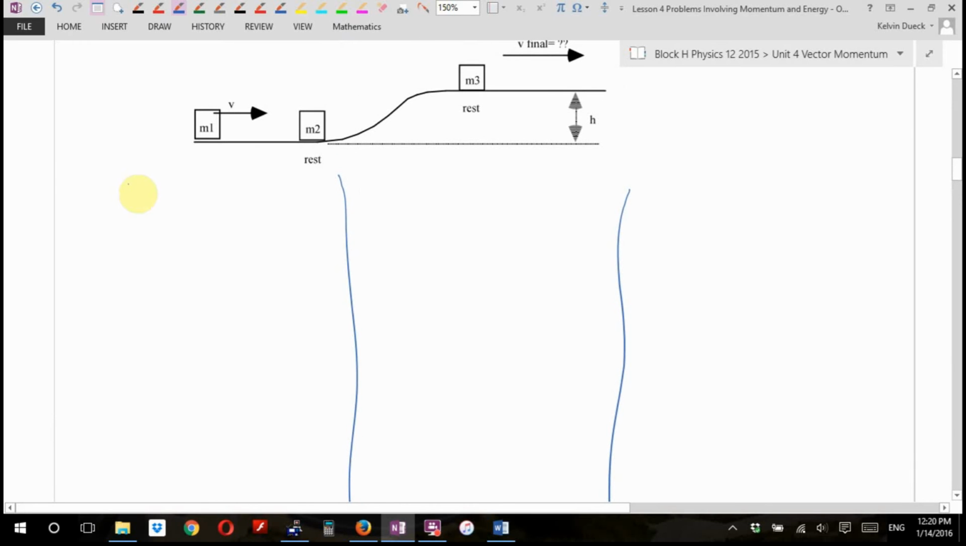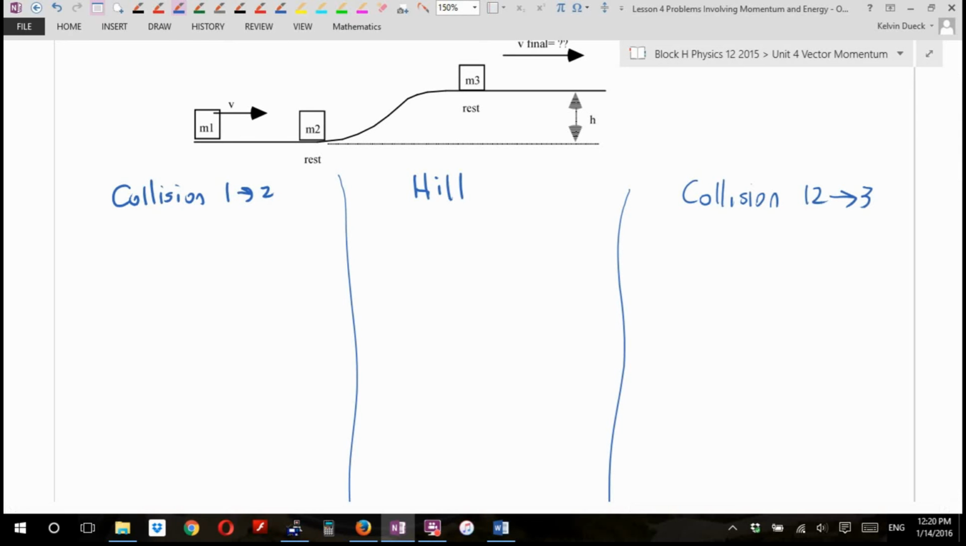And it's going to be collision 1 into 2. It's going to be, here's the hill. And it's going to be collision 1, 2 into 3, because they stick together. That's not 12 into 3, that's mass 1 and mass 2 into 3.